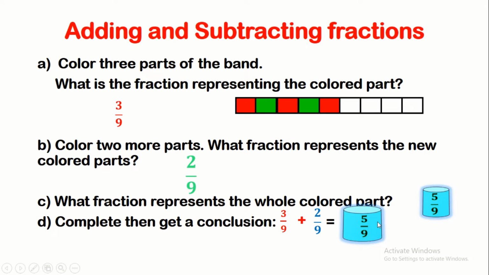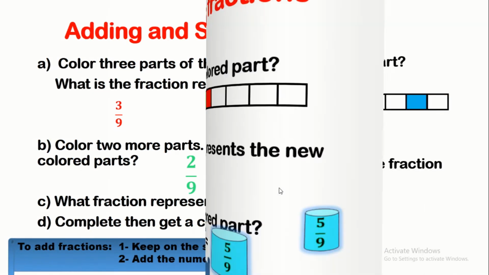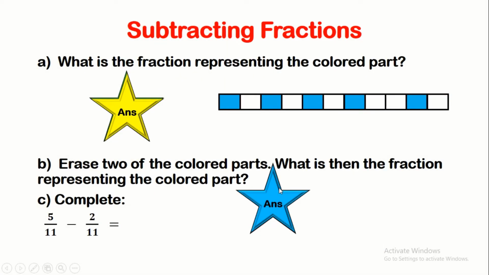Well, if you note something, when we added 3 over 9 plus 2 over 9, we got 5 over 9. The denominator 9 remained the same, while we just added the numerators 3 plus 2. So here we can get a conclusion. To add fractions, we should keep the same denominator and we only add the numerators. Well, now what about subtracting fractions?